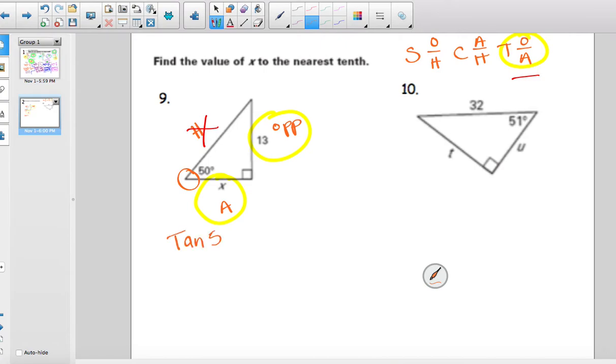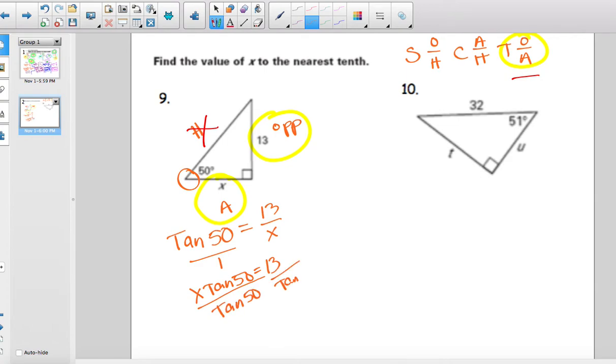Tangent of my reference angle 50 equals the opposite 13 over the adjacent x. Put that over 1, cross multiply. X tangent 50 equals 13. Pause. Is x alone? No, it's not. Continue by dividing. Now x is alone, so 13 divided by tangent 50, and we go to the calculator again.